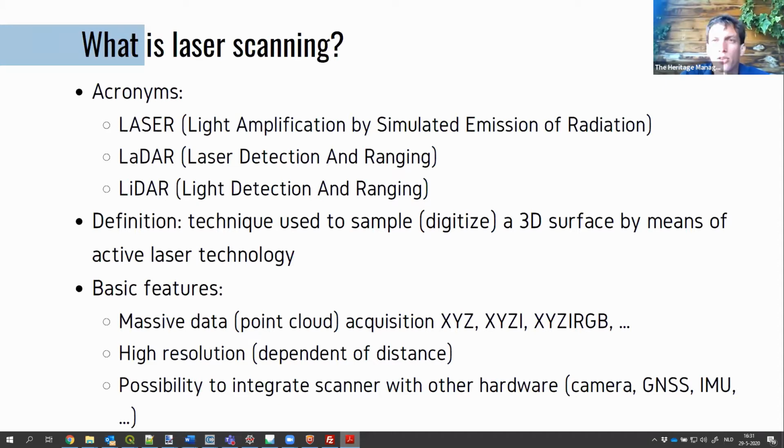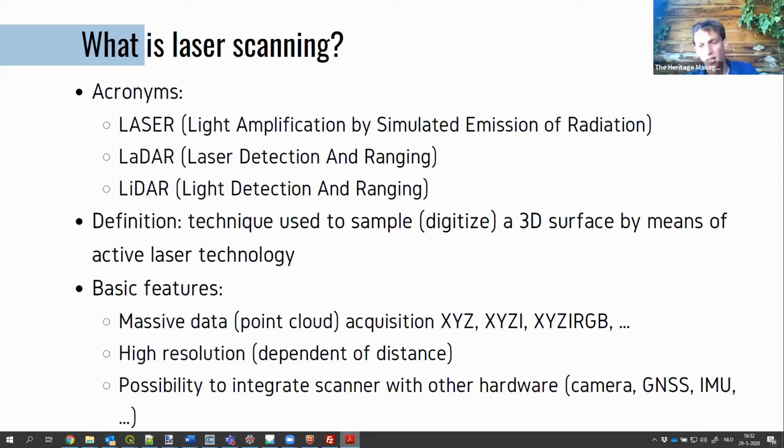Coincidentally, last week, one of my colleagues was talking about laser sensing. So laser sensing is also one of the things that we can add here for the acronyms. All these things are based on a technique to sample or to digitize a 3D surface by means of an active laser technology. That means that we are going to acquire massive point clouds, meaning that we will acquire the geometry of a surface in terms of XYZ coordinates.